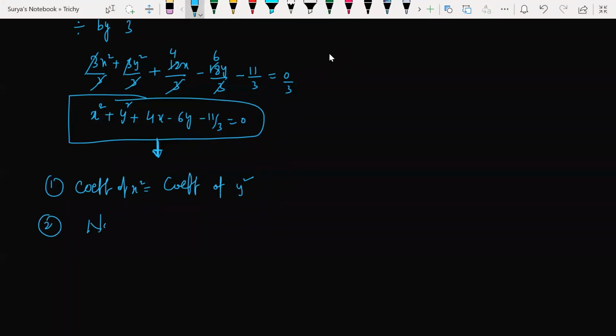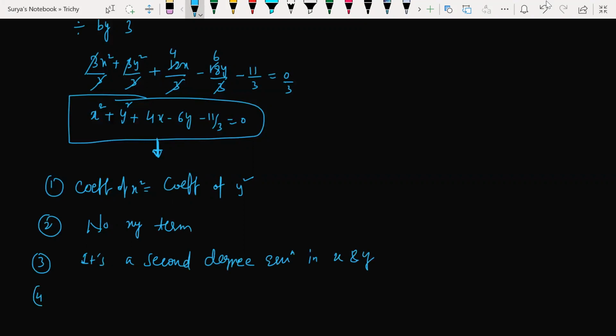I have no xy term here, no xy term. And what is the third condition? Let's say there is no xy term, right? So this is a second degree equation in x and y variables, am I correct?